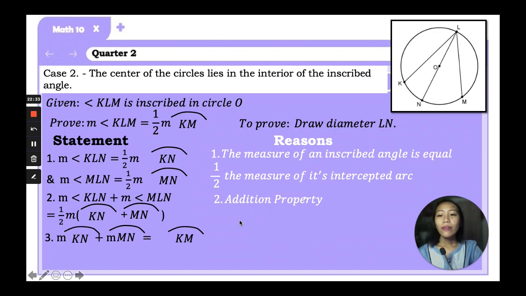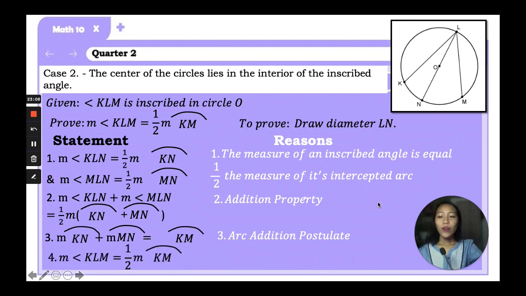Next one, we could say that our measure of arc KN plus the measure of arc MN is equal to the measure of arc KM. That is by arc addition postulate. So in our illustration, this is arc KN, and this is arc MN. And if we add these two arcs, we can say that the resulting arc will be arc KM.